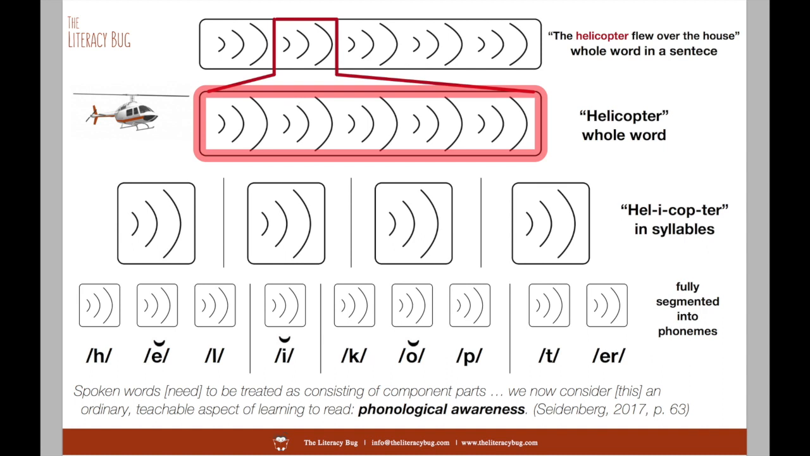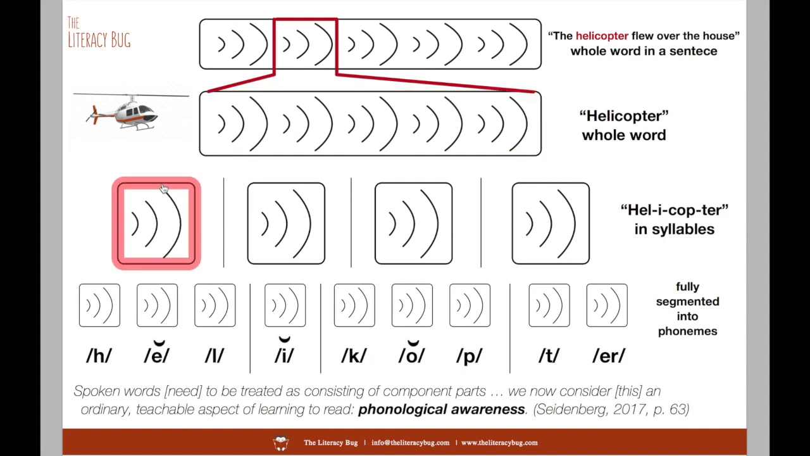How many syllables are in the word helicopter? Okay, hel-i-cop-ter. Okay, within the first syllable, what's the first sound? Hel, h. What's the second? What's the third? For the second syllable, and so on, breaking down, and what we'd call this level is fully segmented into phonemes.